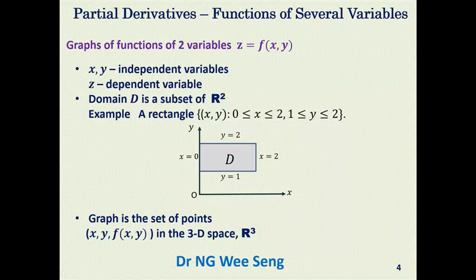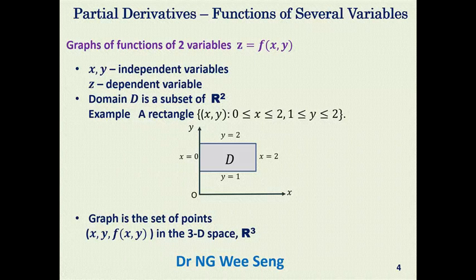Moving on to a function of two variables, say x and y. We let z equal f of x, y. Now x and y are both independent variables, and z is the dependent variable because z depends on x and y through the function f. The domain for such a function would be a subset of R2, the two-dimensional space, or the xy plane.